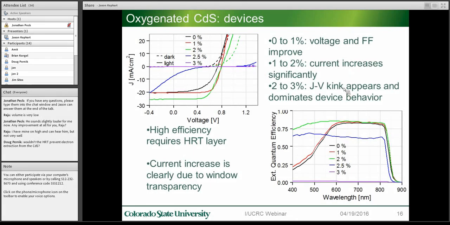You can see in the QE that the increase in current is clearly due to the transmission of the window layer. Over here at longer wavelengths, there's little difference between low oxygen and high oxygen. And then at 2%, you see a strong increase for blue light. And as the secondary barrier occurs, you see a reduction in QE across the spectrum.